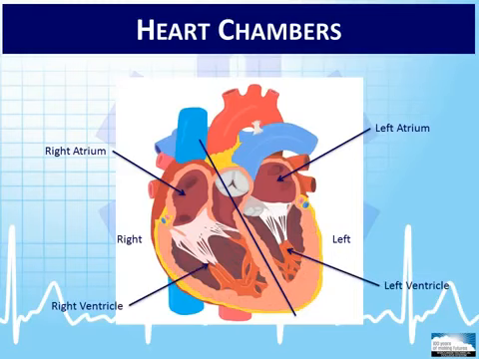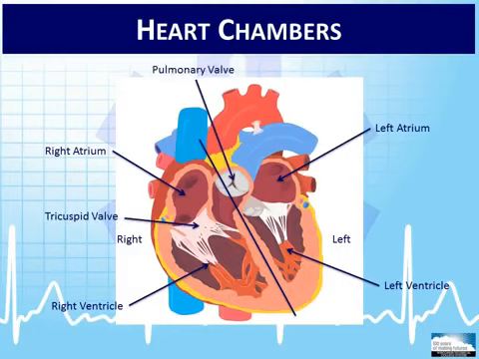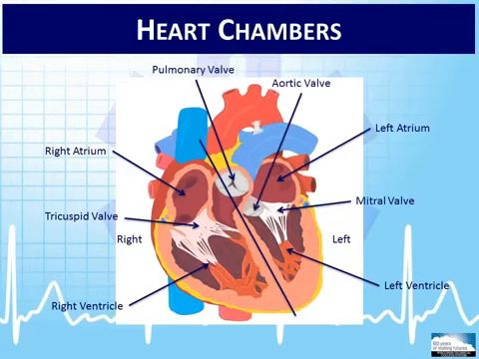flowing backward. The tricuspid valve lies between the right atrium and the right ventricle. The pulmonary valve is between the right ventricle and the pulmonary artery, which we will identify in just a bit. On the left side of the heart, the left atrium and left ventricle are separated by the mitral valve. The aortic valve then lies between the left ventricle and the aorta, which we will be identifying soon as well.